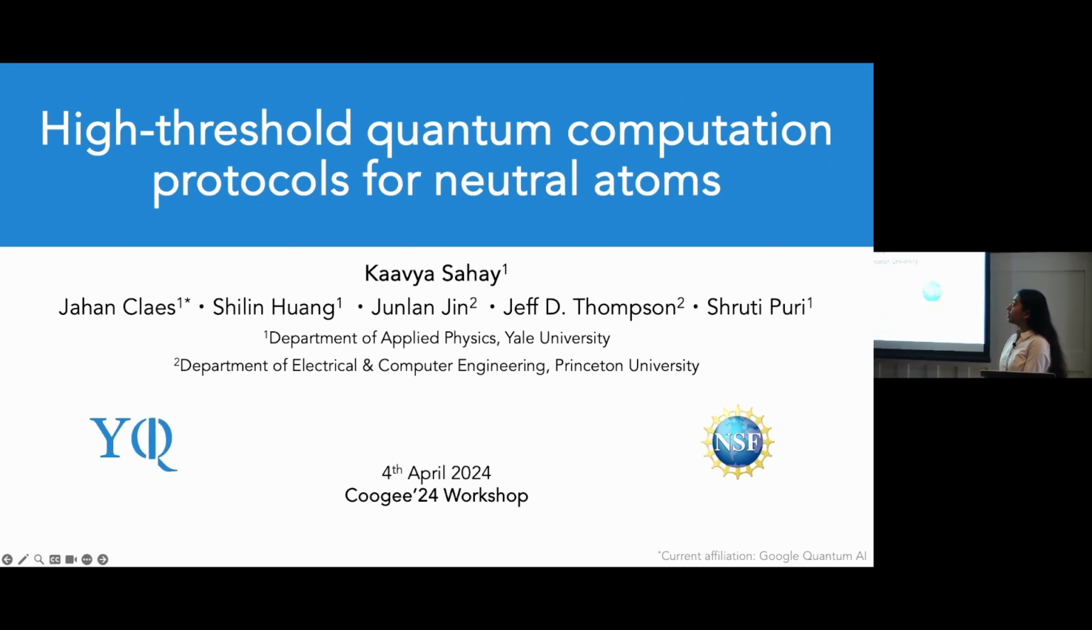Today, I'll be talking about error correction protocols for neutral atom qubits. This is work that I started with my advisor, Shruti Puri, in collaboration with Jeff Thompson's group at Princeton. And yeah, let's get started.